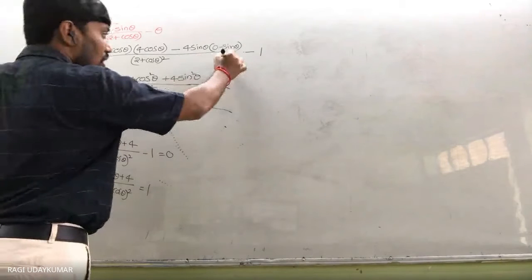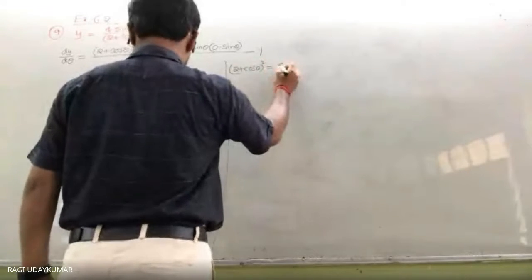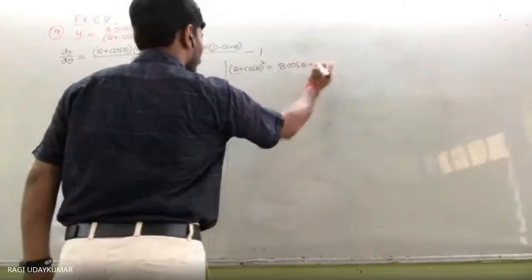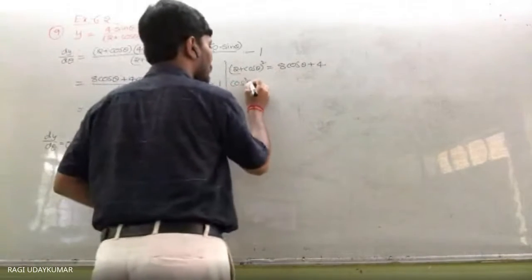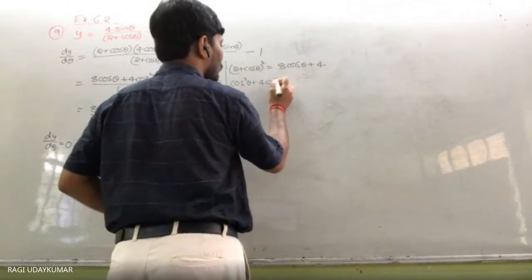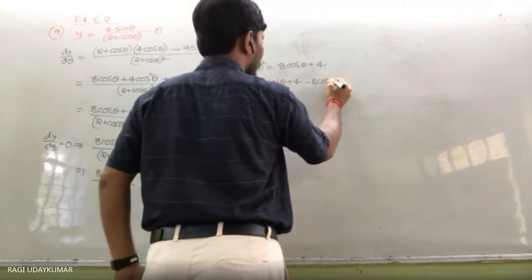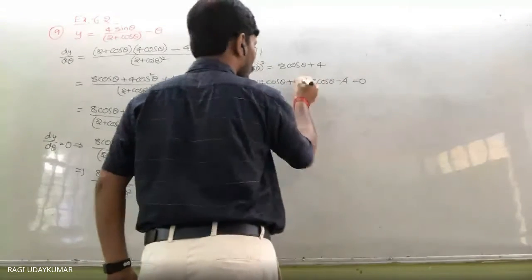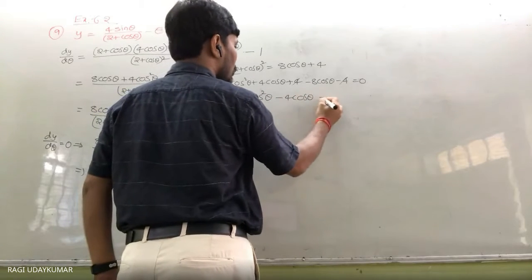So you need to solve for theta. Theta को find out करने के लिए solve करना. So cross multiply करो. So what you are going to get? 2 plus cos theta whole square is equals to 8 cos theta plus 4. Expand करो. Cos square theta plus 4 cos theta plus 4 minus 8 cos theta minus 4 is equals to 0. 4, 4 will get cancelled. So we are going to get cos square theta minus 4 cos theta is equals to 0.